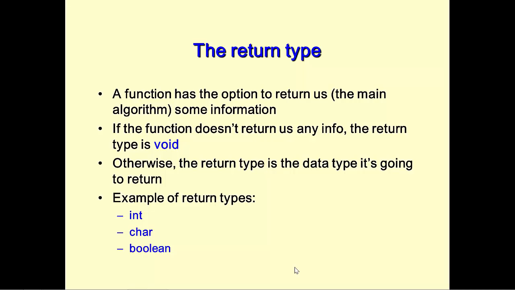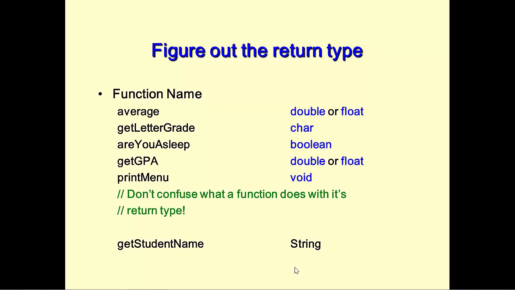And so examples of return types could be something like an int or a char or a boolean or a string or any number of things. But those are the valid return types. Okay, so here's some examples of that. If we had an average function, we can imagine that its return type might be something like a double or a float. Notice that it's not returning us an int because chances are if we're averaging things, we're going to get back some arbitrary number that's like a decimal point.